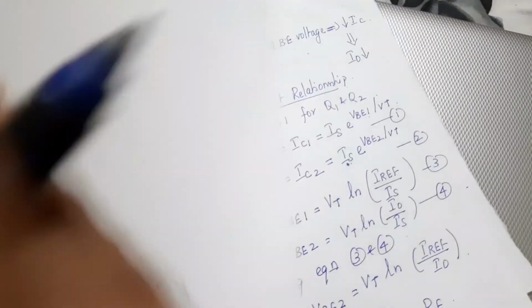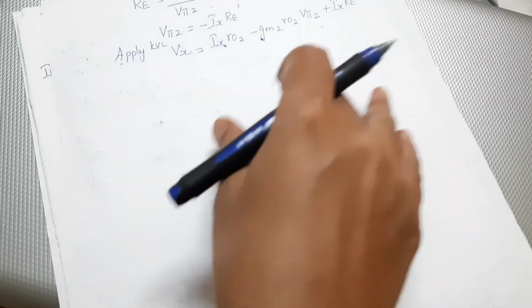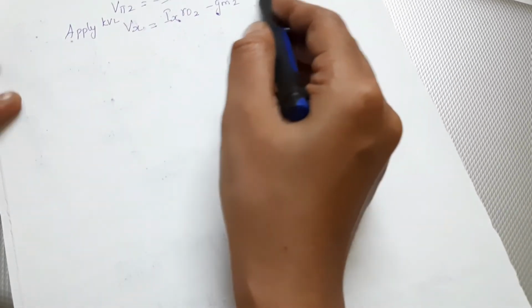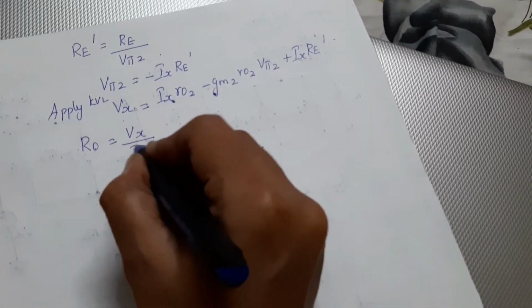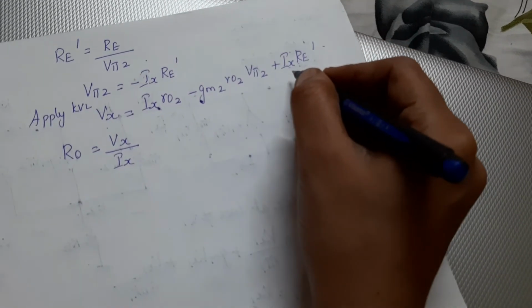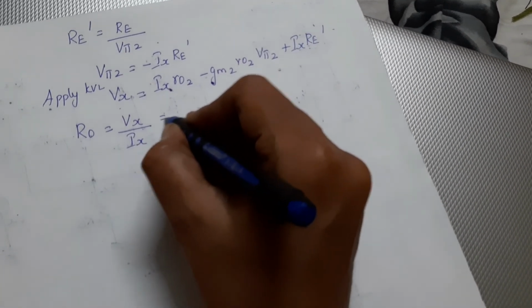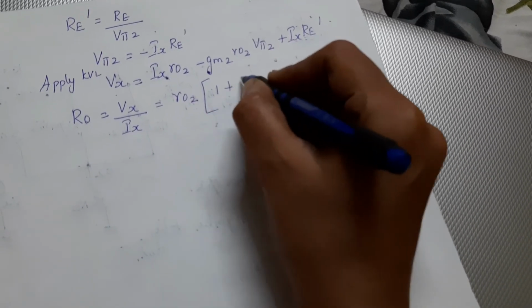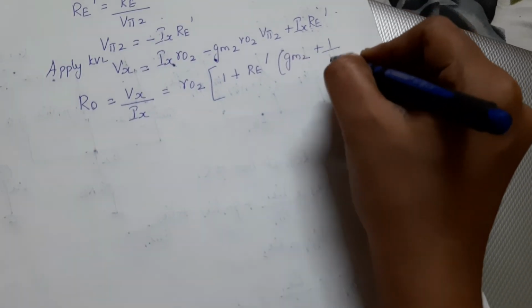We know that Re dash is nothing but Re parallel Rπ2. Therefore, we have a relation in this equation between Vx and Ix. So what is my output resistance R0? V by I, so it is Vx by Ix. In these terms, if I take Ix common, I can write R0 is equal to Vx by Ix, which will be equal to R02 taking common, 1 plus Re dash, gm2 plus 1 by R02.